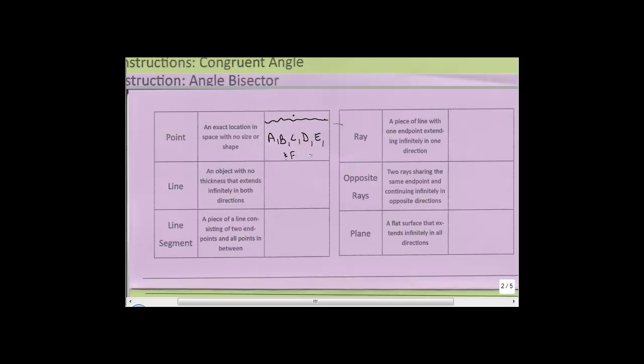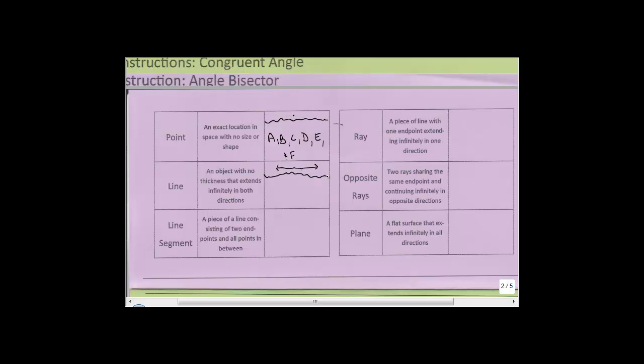A line is an object with no thickness that extends infinitely in both directions. So a line, you also cannot see it because it has no thickness. If you turn your paper sideways, you can kind of see a line, but that's because paper has a thickness. We can write on it. A line has no thickness. You cannot see it. I know this is hard to understand, but if you're looking from one person into another person's eyes, you're making a line by looking at their eyes, but you cannot see that line that's between your eyes and their eyes. So kind of think about it like that.